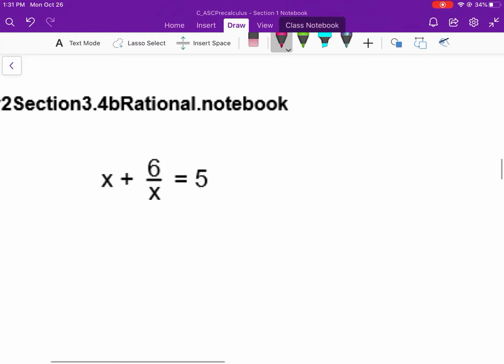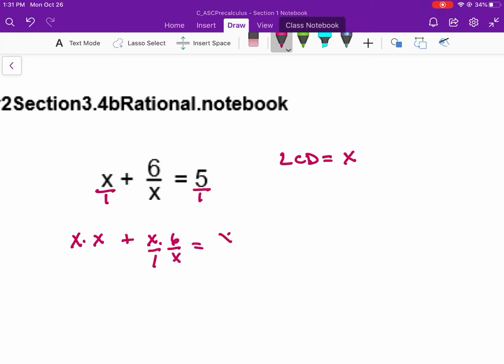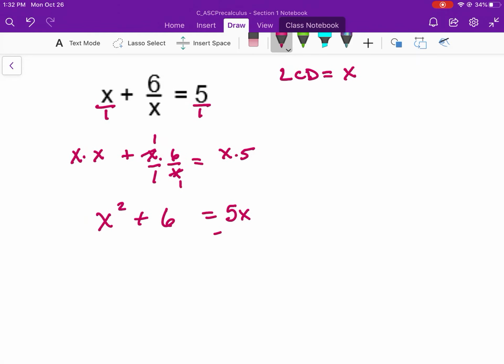So x equals 6. All right, so now this one, I'm going to put this x over 1, this 5 over 1, and I'm going to say, oh, my LCD, there's only one x in the denominator. Everything else is a 1, so the LCD is 1. So I have x times x plus x times 6 over x equals x times 5. So x squared plus, these x's cancel, I get 6 equals 5x.